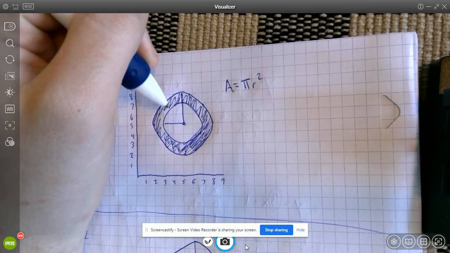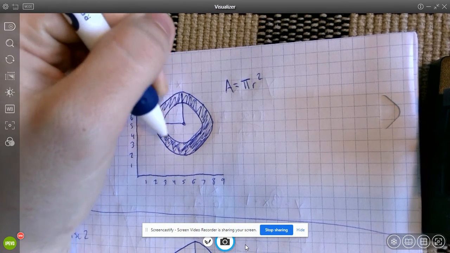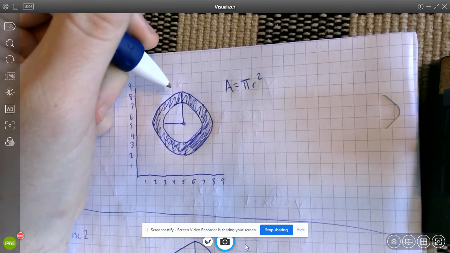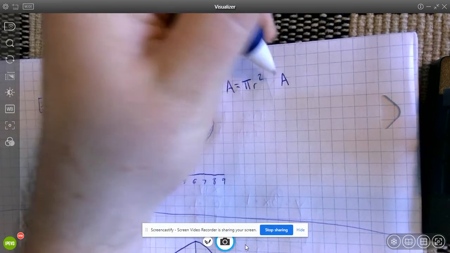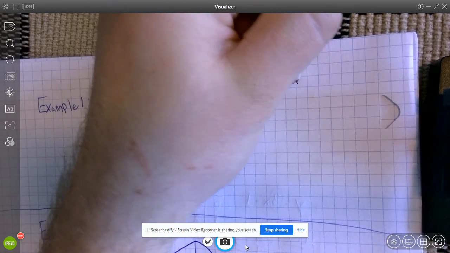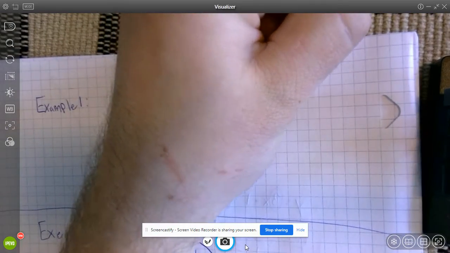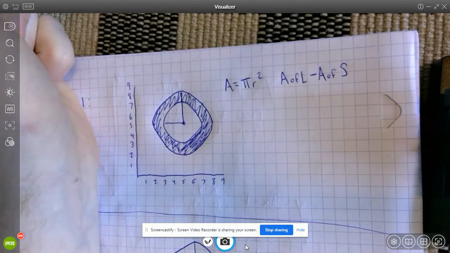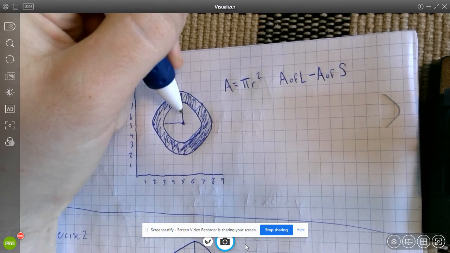Once we have the area of both these circles, what are we going to have to do with the area of the smaller circle? Yeah, we're going to have to take the area of the large circle, I'm just going to call it L, and subtract the area of the small circle. Once we do that, we'll have the area of the shaded region. So we'll start with the large circle.